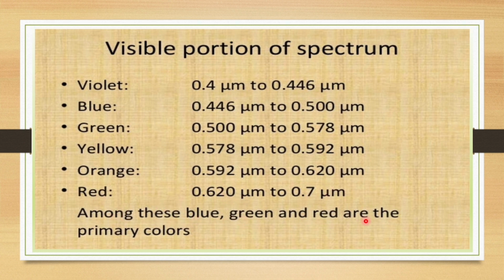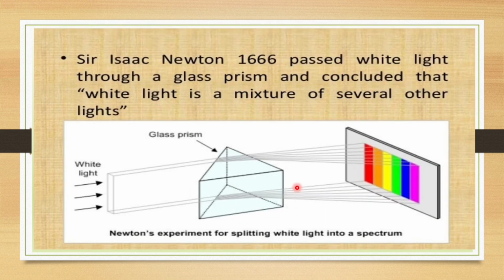Among these, blue, green, and red are the primary colors. There was an experiment done by Isaac Newton in 1666. He passed white light through a glass prism, and concluded that it splits into different colors, that is seven colors, VIBGYOR. This is the splitting of white light into different colors.